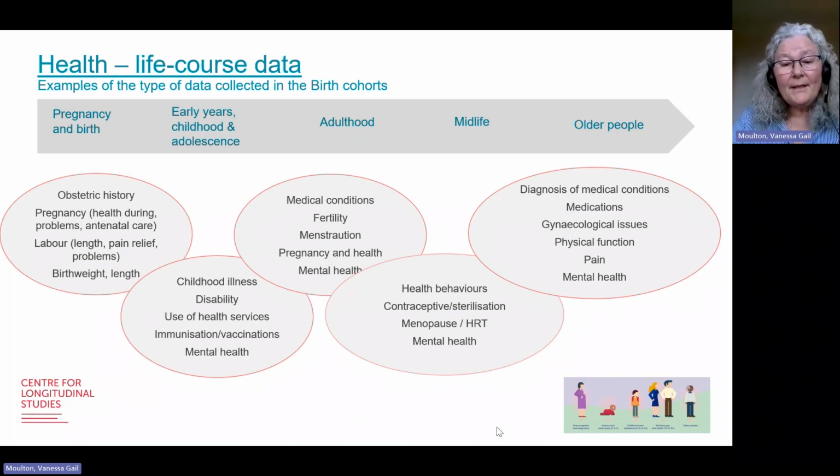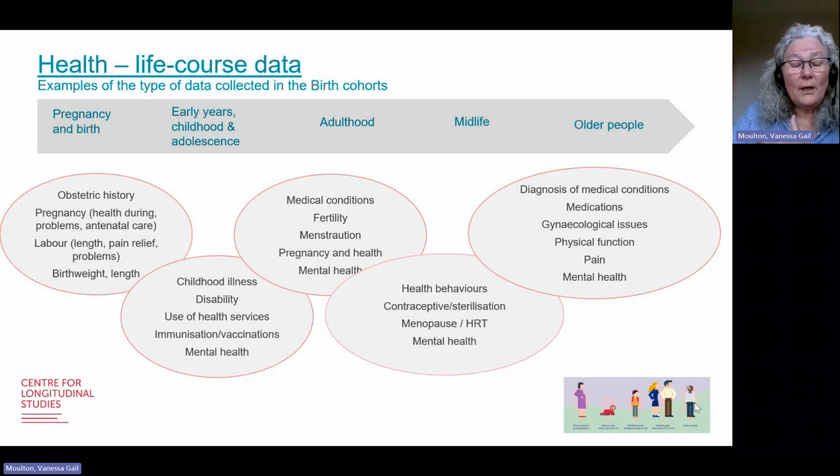So data collected captures the life stage, obviously, the typical events that might happen during that life stage, and also some measures are repeated to capture change over time. And here you can see that, for example, in very early life, there's information captured on pregnancy, obstetrics and birth weight, for example. And then when we move into childhood, we capture, for example, childhood illness, in adulthood, fertility, menstruation, in midlife, for example, menopause, and later diagnosis of medical conditions, medications, physical functions, etc.